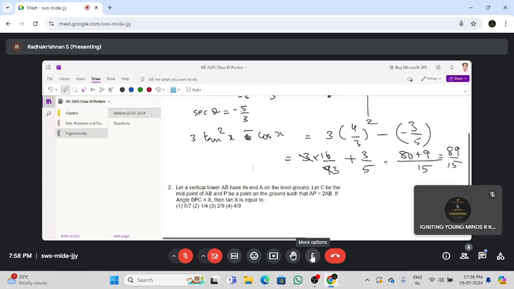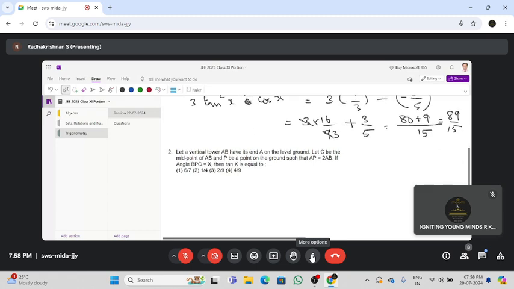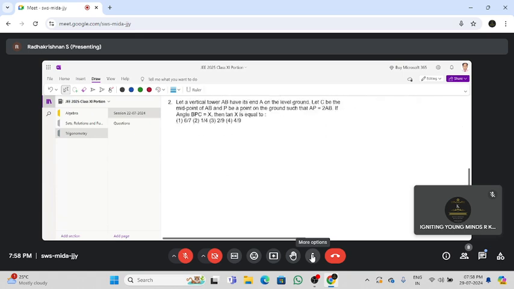There is a vertical tower AB, with its end A on level ground, and C is the midpoint of AB. AB is the tower, C is the midpoint of the tower, and P is a point on the ground such that AP equals 2AB. Let me just draw it. In a problem like this, you should always draw it first.